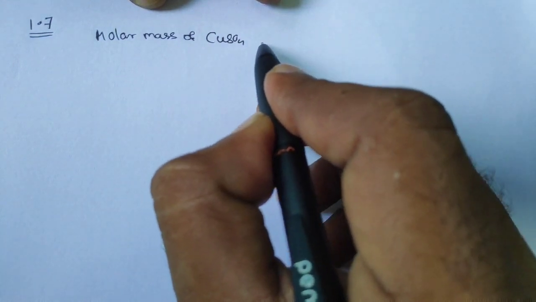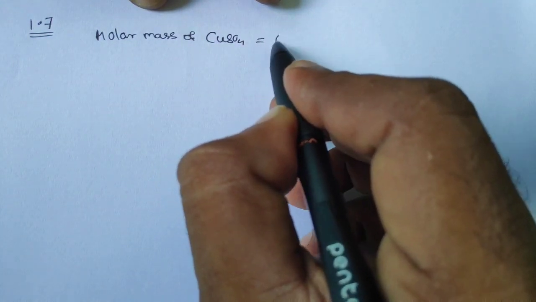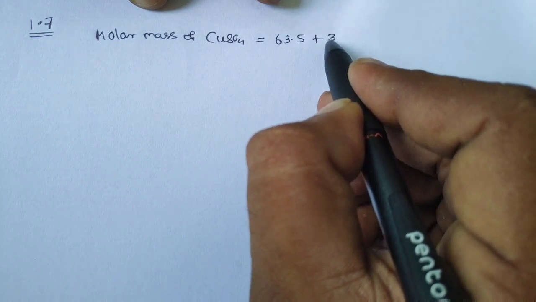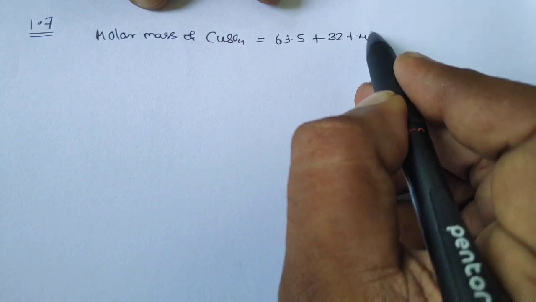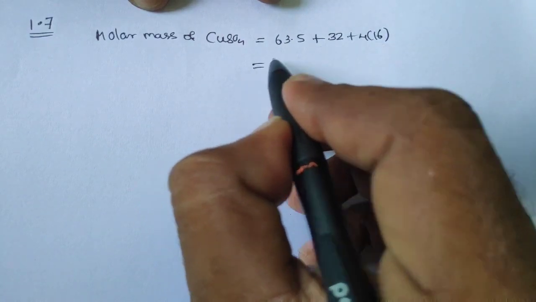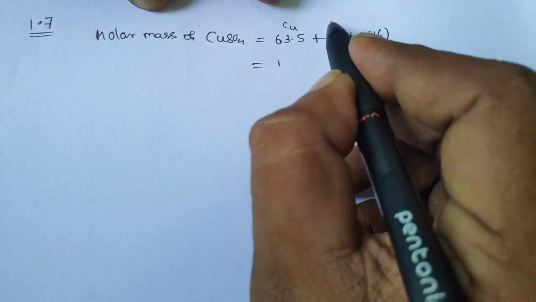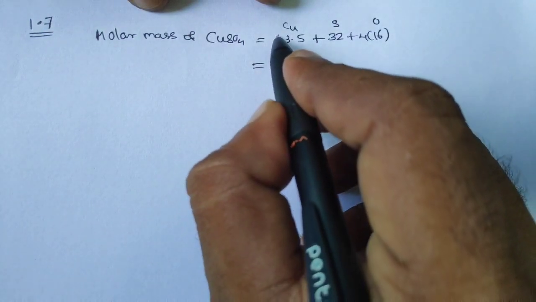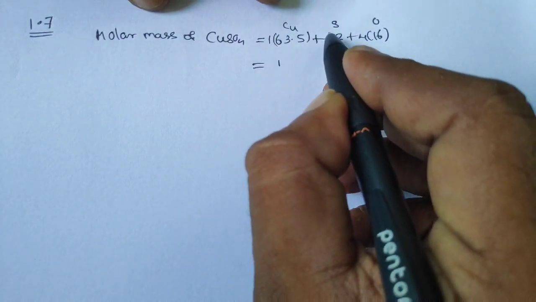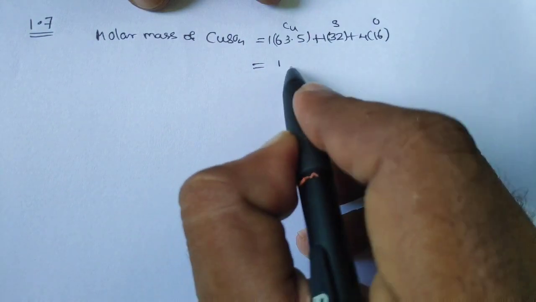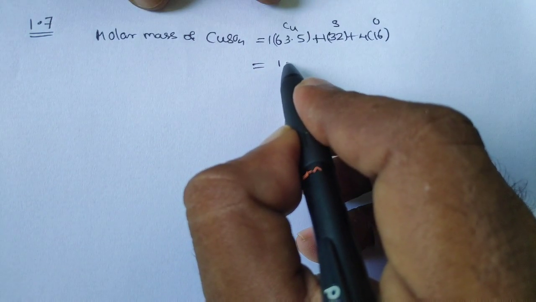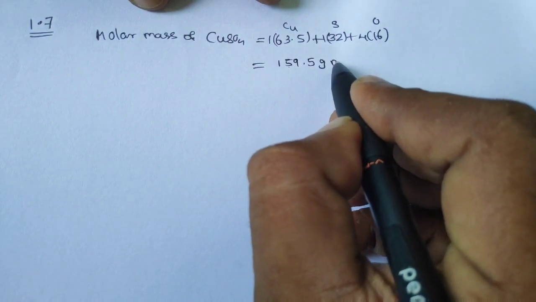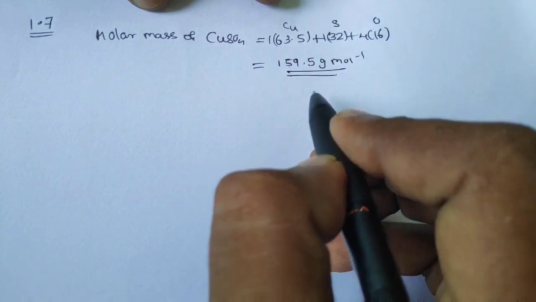Now, if you calculate the molar mass of CuSO4: copper is 63.5, plus sulfur is 32, plus 4 into oxygen, that is 16. This is copper, sulfur and oxygen. You calculate properly, here into 1 and here also into 1. So this will be equal to 159.5 gram mole inverse. Understood?